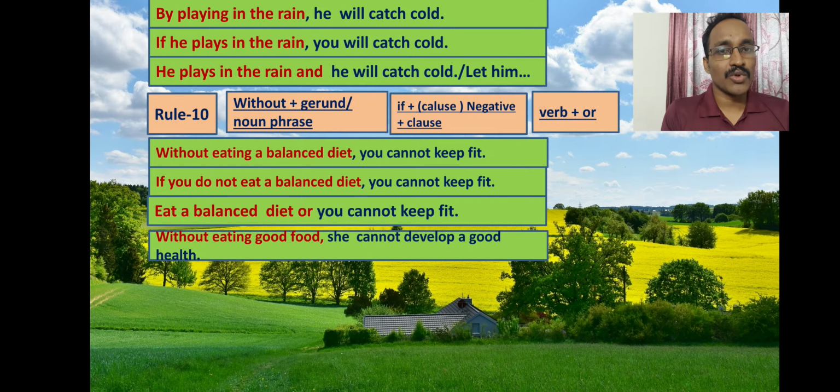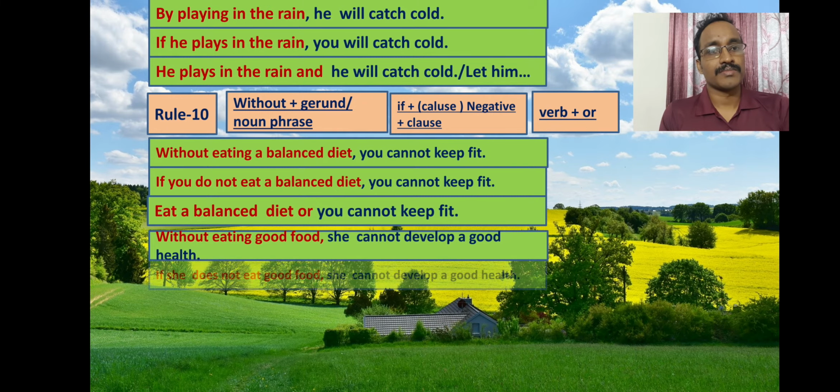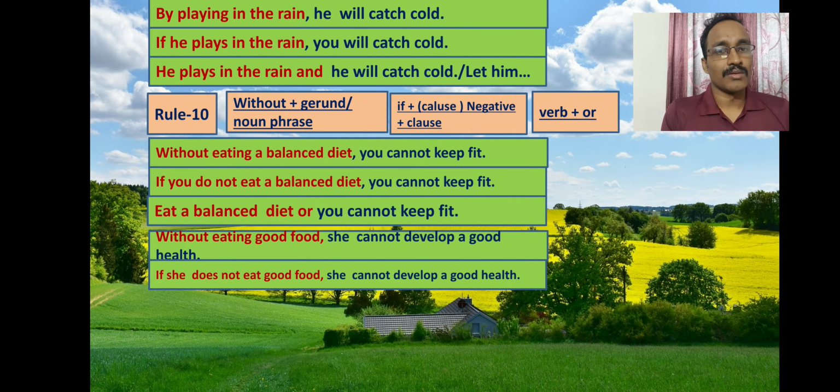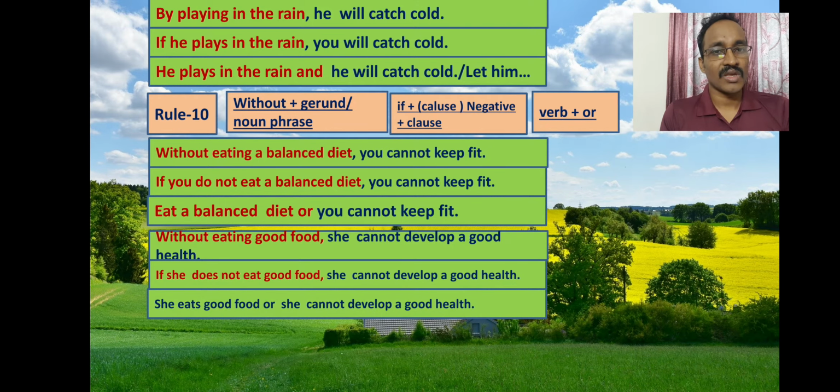Now see another example. Without eating good food, she cannot develop a good health. Now how to make it a complex sentence? That if clause will be negative. If she doesn't eat good food, she cannot develop a good health. Now how to make it a compound sentence? Using or. She eats good food or she cannot develop a good health.